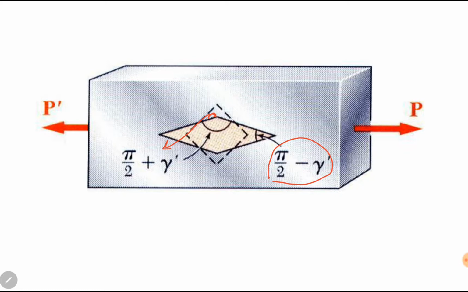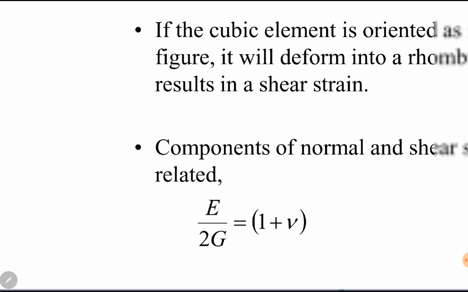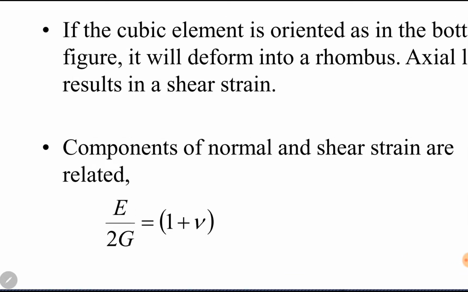So it means normal forces may produce shear stresses and shear strains. Similarly, normal force may also produce normal stress and normal strain. There is a relationship between the constants involved in normal loading and shear loading. E is involved in normal loading, nu is involved in normal loading, G is related to shear loading. So E, modulus of elasticity, G, modulus of rigidity, and nu, Poisson's ratio, have a relationship which is shown here: E over 2G is equal to 1 plus nu.